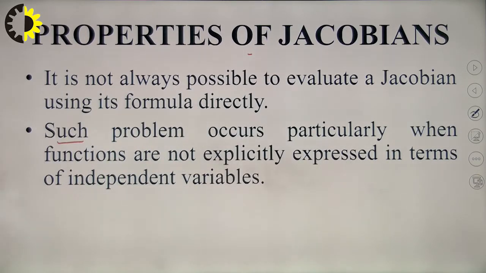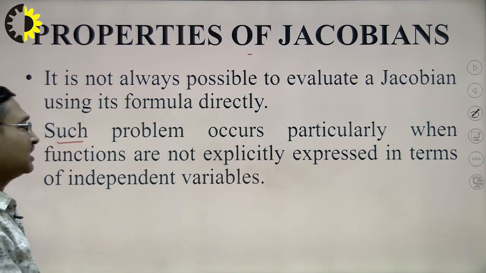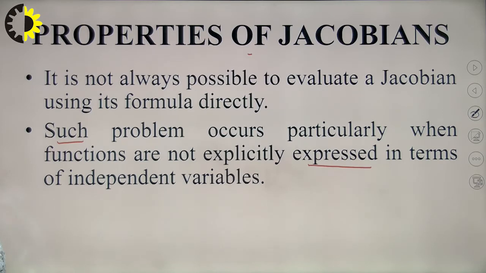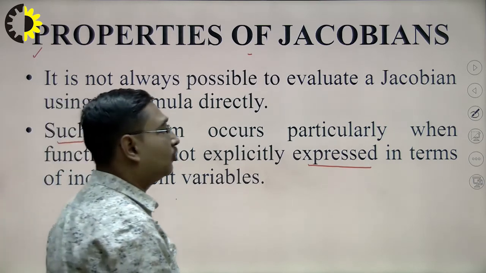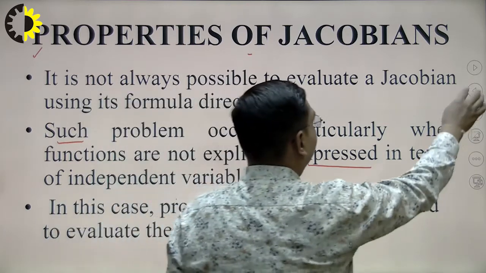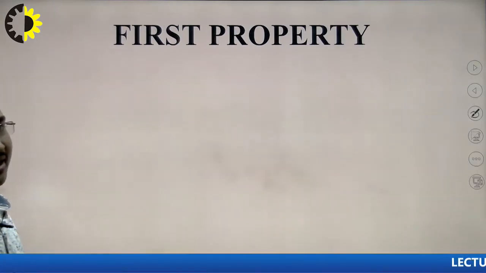Such problems occur particularly when functions are not explicitly expressed in terms of independent variables, when there are some mixed relations or functions u, v are not given directly in terms of x and y. Then we cannot calculate the Jacobian by the formula discussed so far, and in this connection we require the properties of Jacobians to find the value of the Jacobian. And we shall understand the properties one by one.